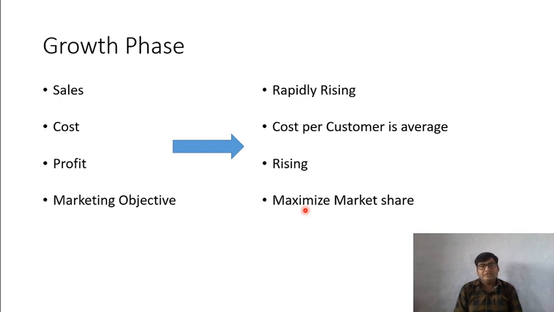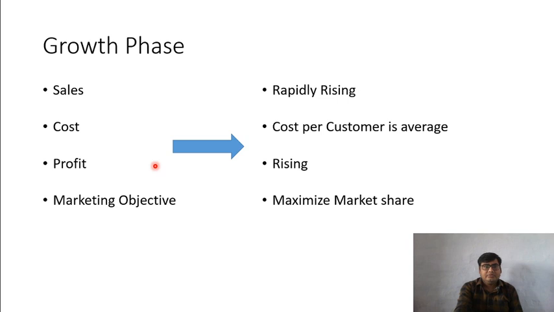Their customers kept on rising, and in the growth phase they did marketing and maximized the market share. So Jio now has 10 crore customers. Why? Because in the initial phase they focused on marketing. They were okay with negative profit. They did not care about profit in the introduction phase. They focused on market share.